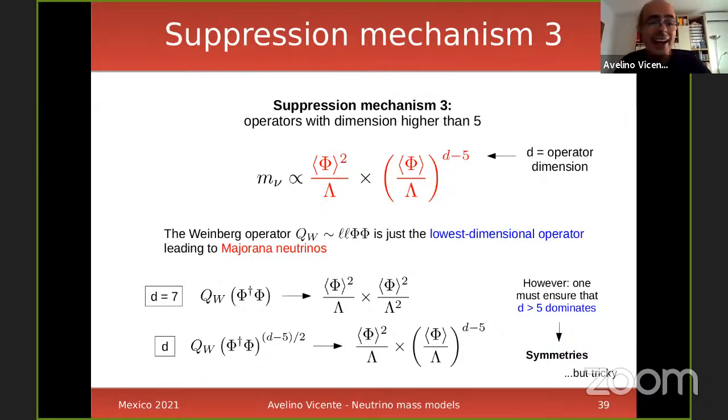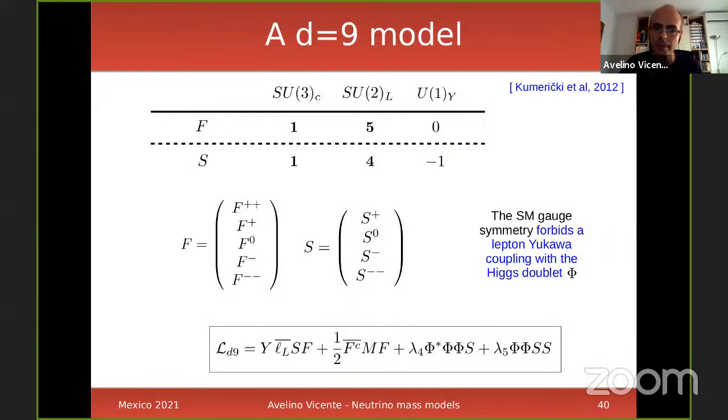This is the idea. However, this is not easy in practice. The reason is that typically when you have a model that induces one of these operators, it also induces the Weinberg operator. So you have to ensure that the Weinberg operator is not the dominant contribution to neutrino masses. This can be done with additional symmetries, but it's tricky. It's not so simple. And actually there are very few models that actually do this. I will show you an example that induces neutrino masses with a dimension 9 operator.